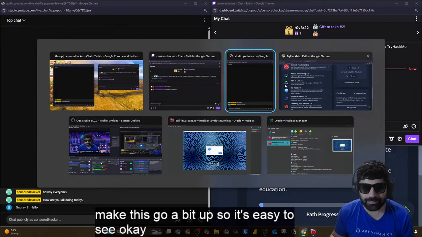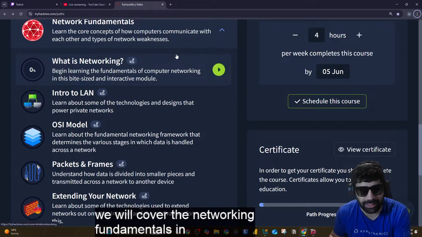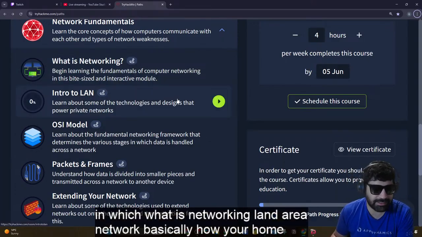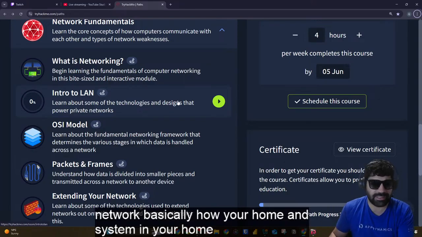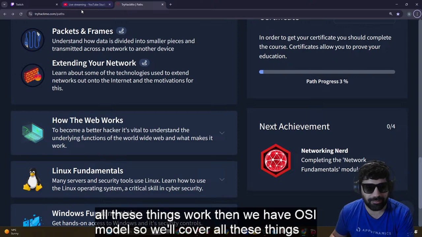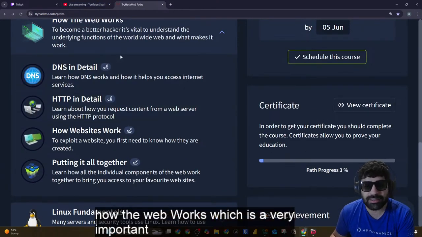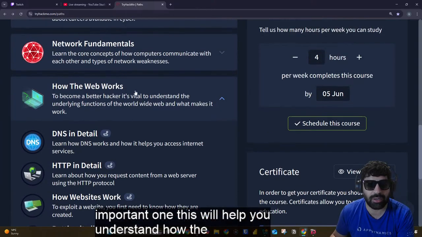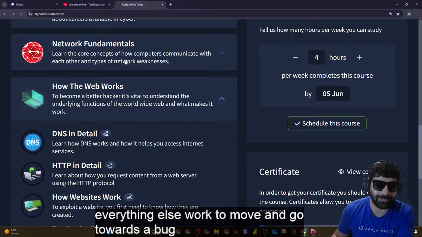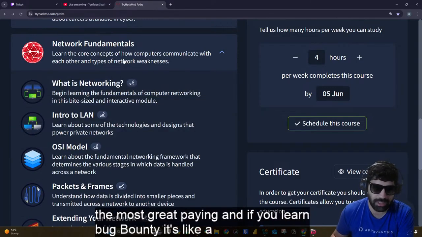Okay, beautiful. Yes, as I was saying, we will cover the networking fundamentals, in which we cover what is networking, local area network, basically how your home and the systems in your home, how the Wi-Fi and all these things work. Then we have the OSI model. So we'll cover all these things. And if I have energy left, we will cover how the web works, which is a very important one. This will help you understand how websites work, how everything else works, to move towards bug bounty, like the great paying ones. And if you learn bug bounty, it's a great career to have.